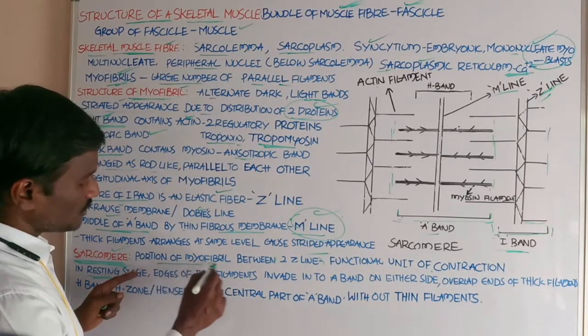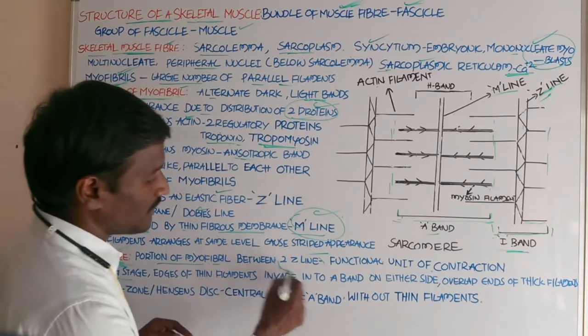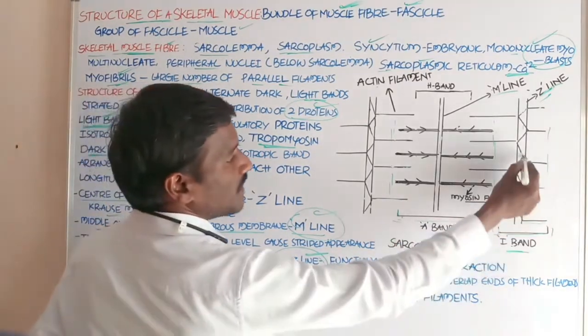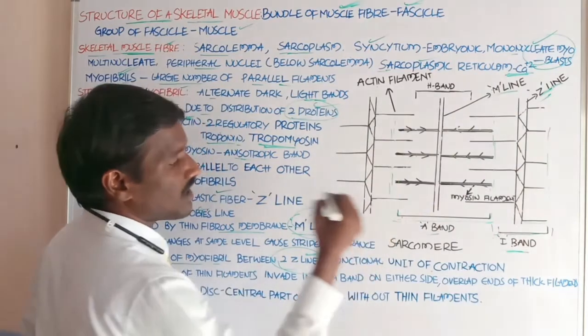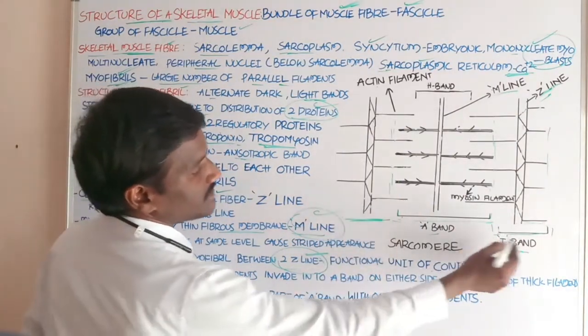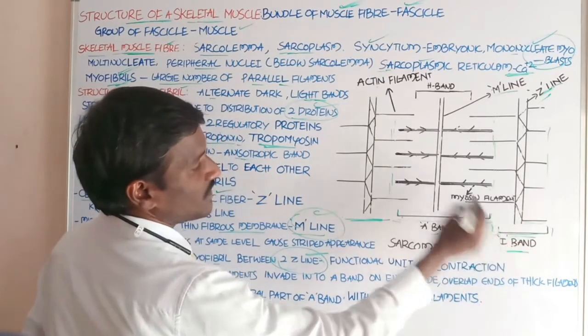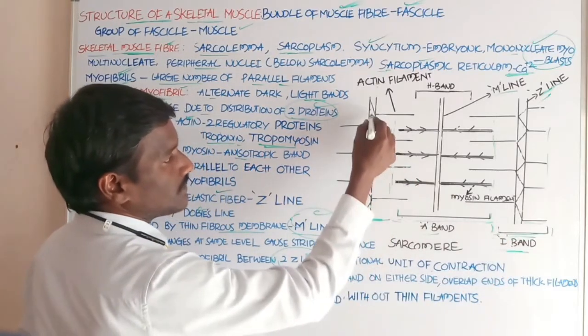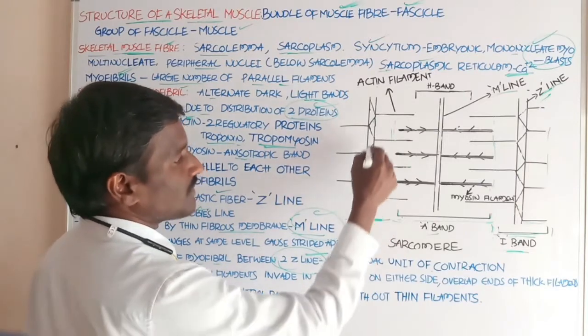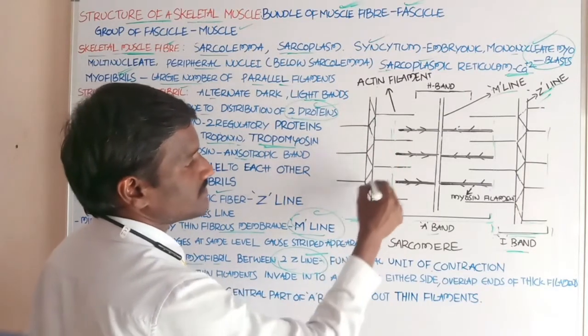Sarcomere is the portion of the myofibril between two Z lines. Okay, this is one of the Z lines. This is another one of the Z lines. This is the I band. This is also an I band. Okay, student. And the portion of the I band that consists of the Z line. This is the Z line.